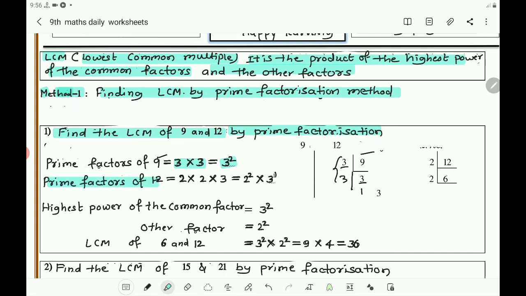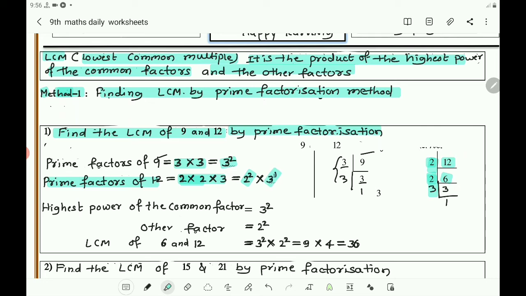Find the prime factors of 12. Take 12, and you know that 12 is divisible by 2. 2 sixes are 12. Again, 6 is divisible by 2. 2 threes are 6. Again, take 3, 3 ones are 3. Then you can write 2 into 2 into 3. Here 2 is 2 times, so you write 2 power 2, and 3 is 1 time, 3 power 1.